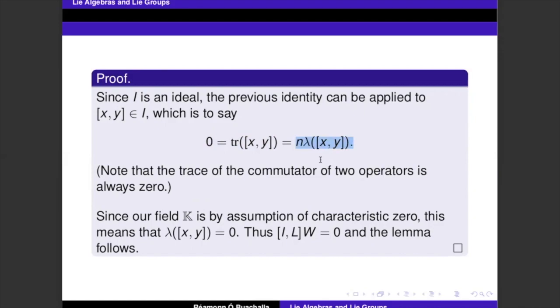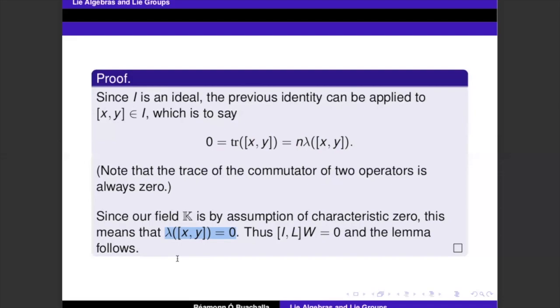Now, remember that we were assuming our field has characteristic 0, and we haven't used it yet. Well, this is where we use it. Because now we want this to imply that lambda of the commutator bracket of x and y is 0. If we were in a field with characteristic non-zero, some sort of finite field, then we couldn't be sure of this. So this is precisely where we use the characteristic 0. But this is our assumption, therefore we can conclude it's 0.